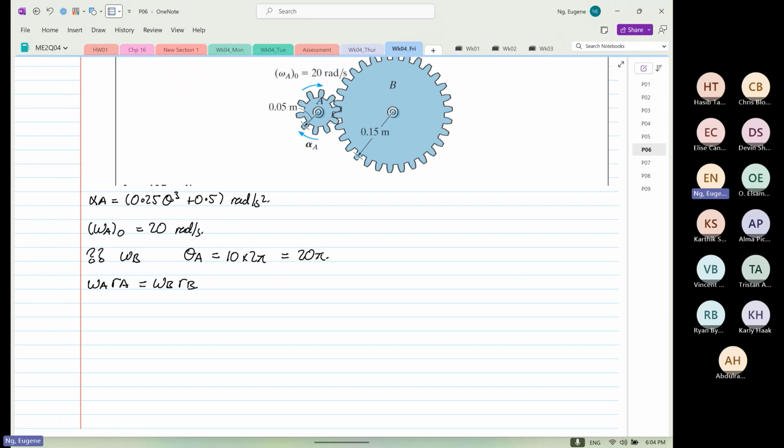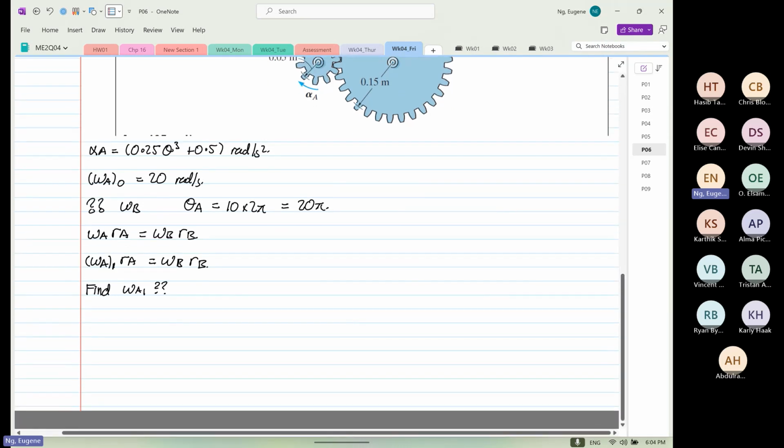To be more detail orientated, we have to find omega A at a certain point, that is 1. 1 means not equal to 0, the final omega A. And this is equal to omega B times RB. So from here, we need to find omega A1. Once you get omega A1, you can easily find omega B.